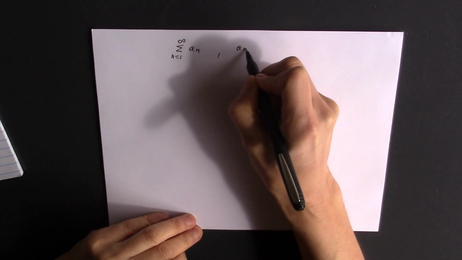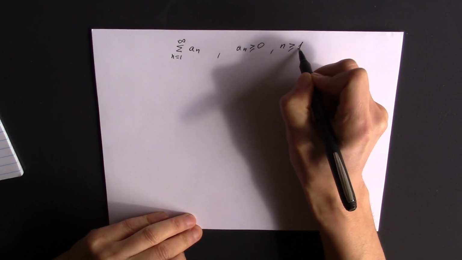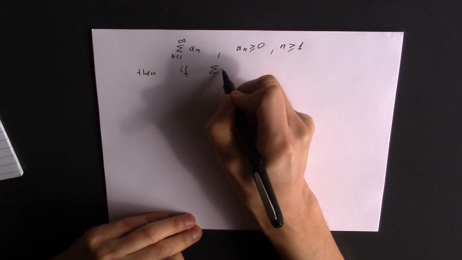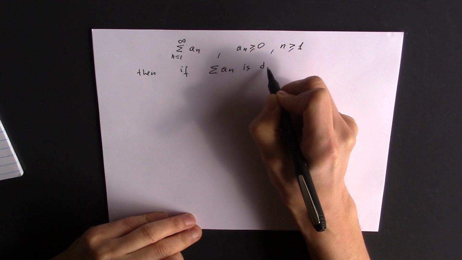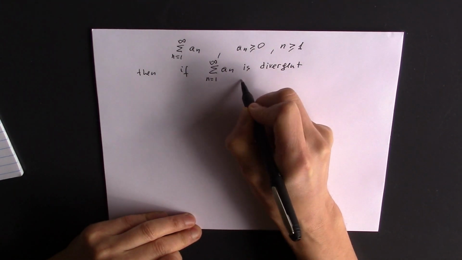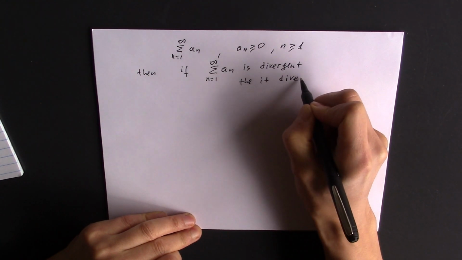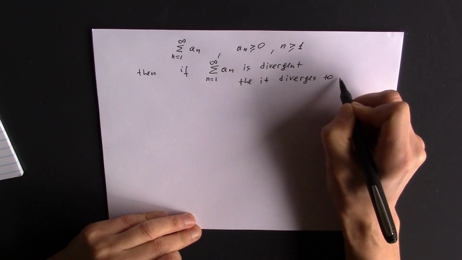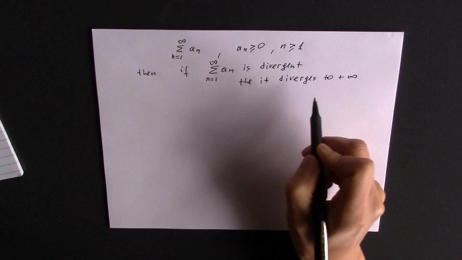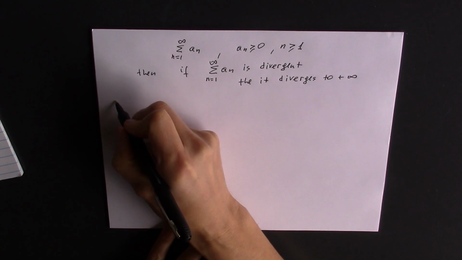that is, a_n is positive when n is bigger or equal than 1, then if the series is divergent, then it diverges to positive infinity. So if a positive term series is divergent, then it diverges positively. That's the first comment. The second comment is just in general.